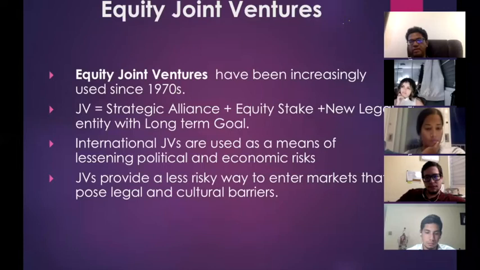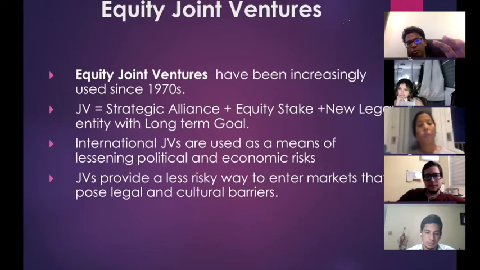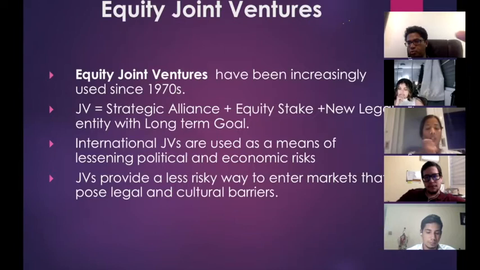So the basic difference between strategic alliance and joint venture: they are like two sides of the same coin, like franchising and licensing are two sides of the same coin. In the same way, strategic alliance and joint venture are also two sides of the same coin. Strategic alliance is a broad set. Joint venture is a subset of strategic alliance.